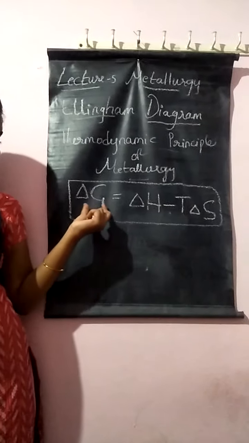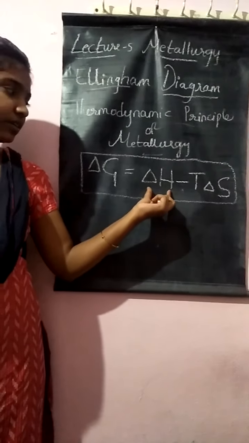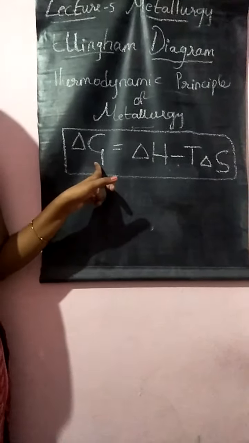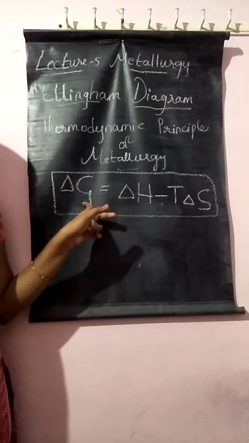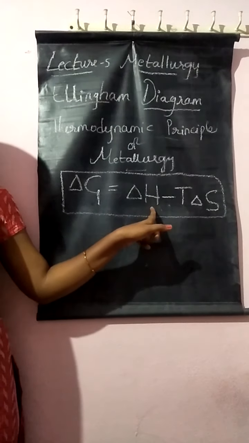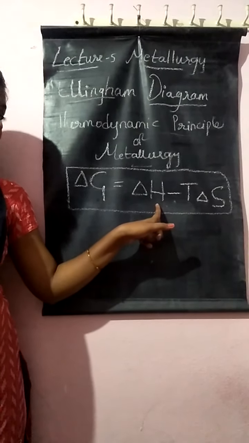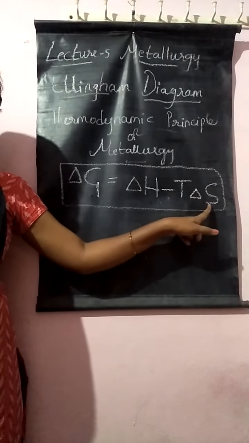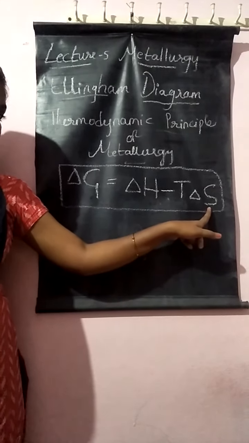This is the thermodynamic relation relating Gibbs free energy: delta G is equal to delta H minus T delta S, where delta G is the change in Gibbs free energy, delta H represents the enthalpy change, T stands for temperature and delta S stands for entropy.